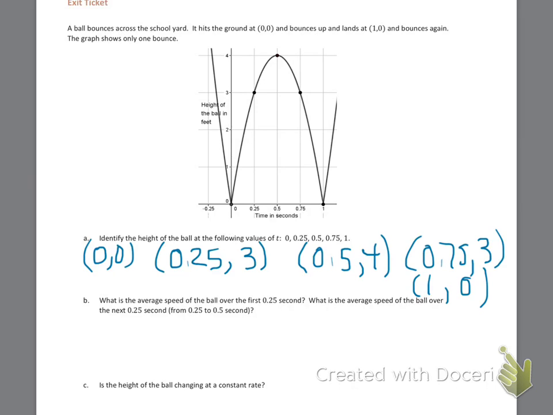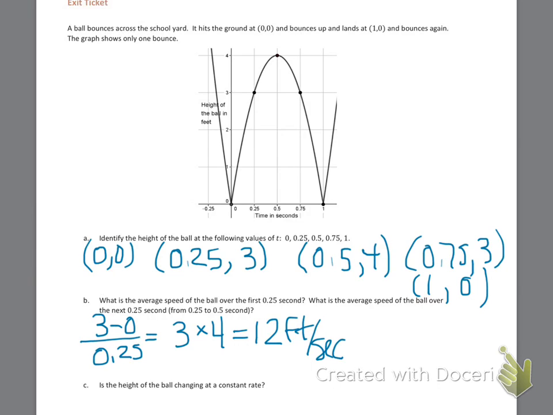Okay? So we're asked to find what is the average speed of the ball over the first 0.25 seconds. The average speed is going to be the distance traveled, which is 3 minus 0. It went from 0 up to 3 over 0.25. So this is equal to 3 divided by 1/4, which is the same as times 4. So this is going to be 12 feet per second over the first quarter of a second.